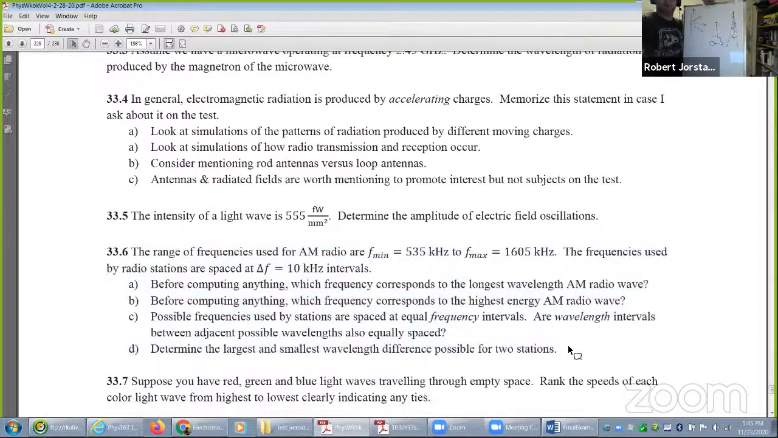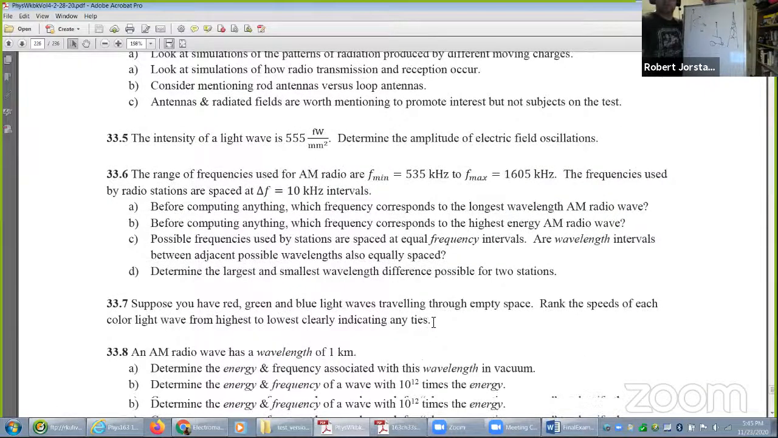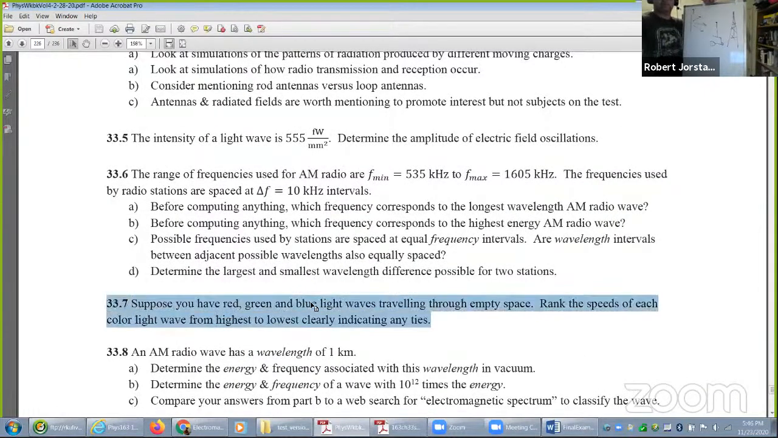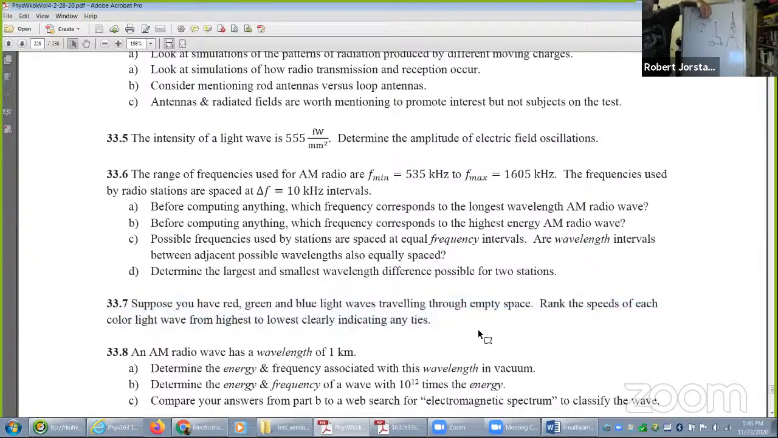Okay. Let's just check here. Let's do a quick concept check. 33.7. You have red, green, and blue light waves traveling through empty space. Which one's the fastest? Would it be blue?